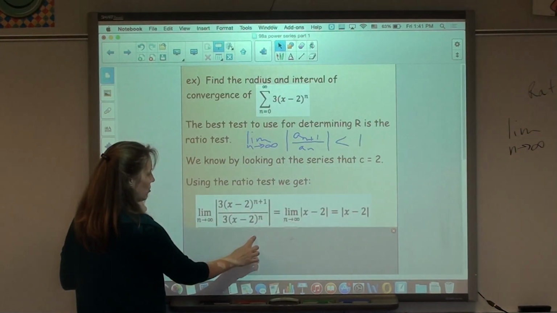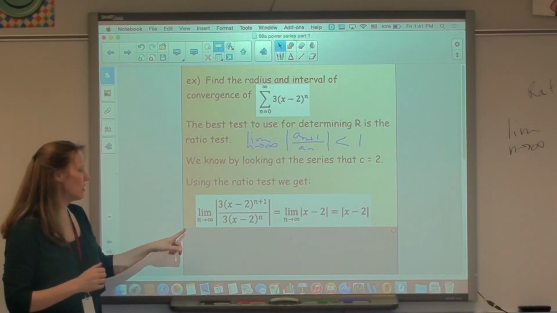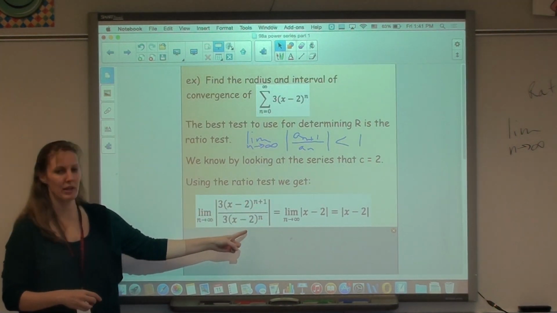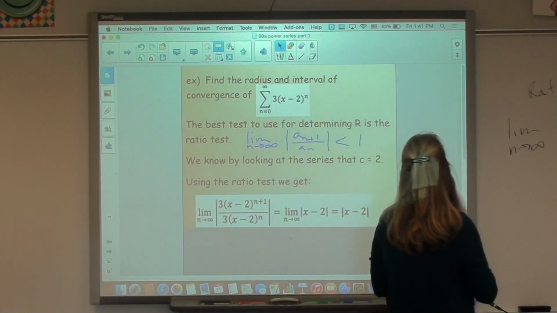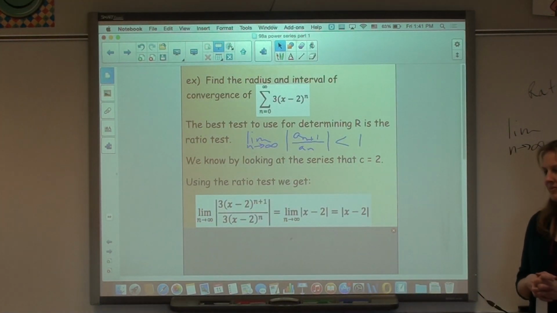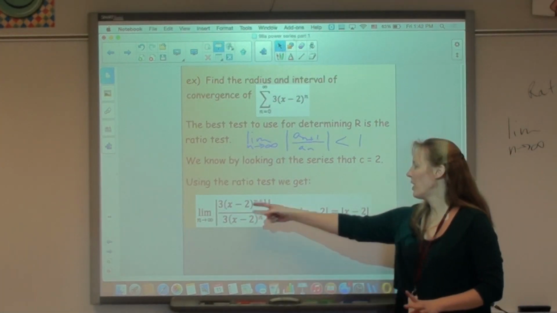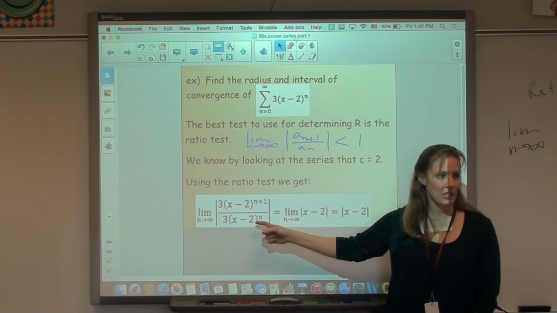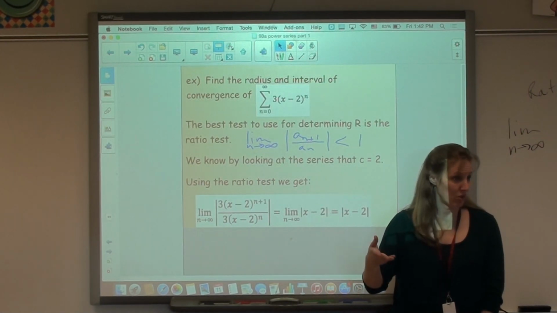So we are going to start off by replacing our n with an n plus 1. So when you do the ratio test, you take the limit as n approaches infinity of the series with an n plus 1 divided by the regular series. These are really nifty if you have things with powers, same base with powers. When you have the same base with exponents, subtract the exponents, right? When you're dividing 5 to the 3 by 5 to the 2, you're left with 5 to the 3 minus 2, right? 5 to the 1st.